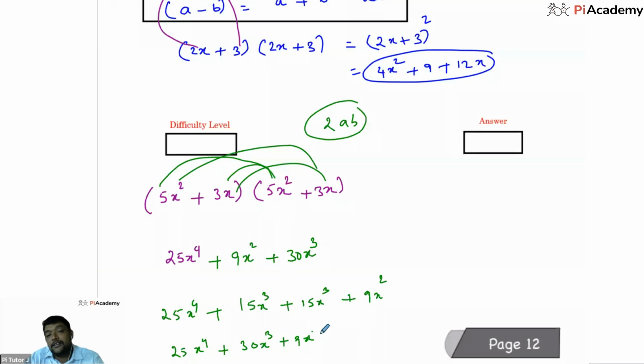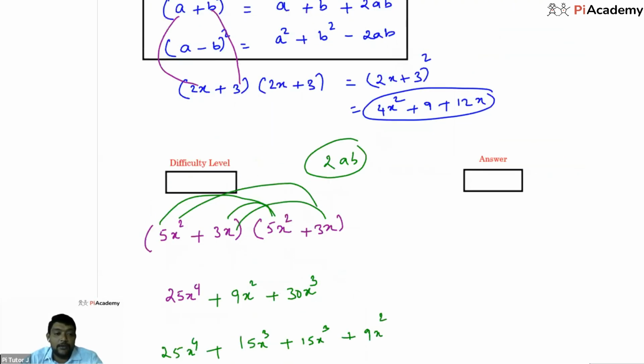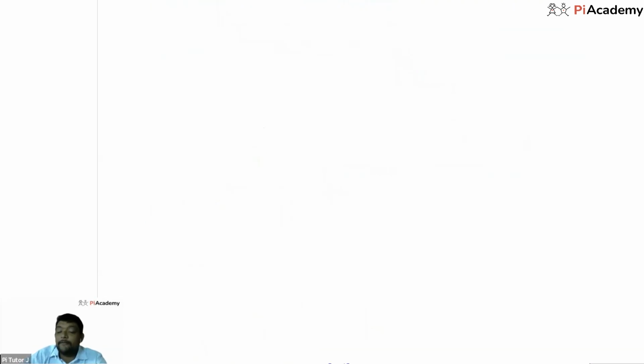You see that? So according to the formula, how would you know if it's cube or if it's squared or if it's just x? Let me explain. The question is 5x squared plus 3x times 5x squared plus 3x, okay? Now, the formula is (a plus b) whole square. I'll write the formula down. It is (a plus b) whole square is equal to a square plus 2ab plus b square.